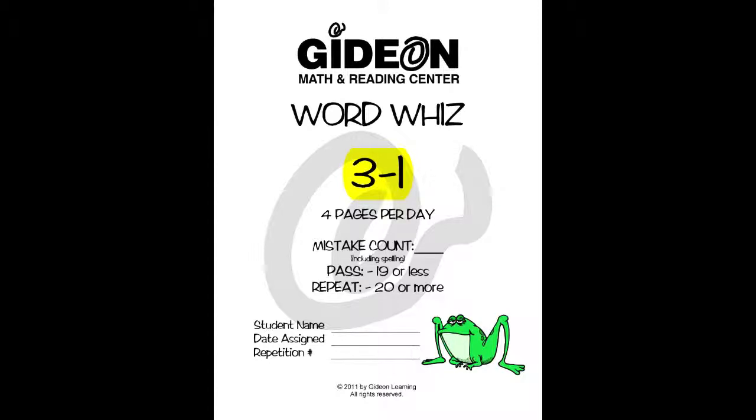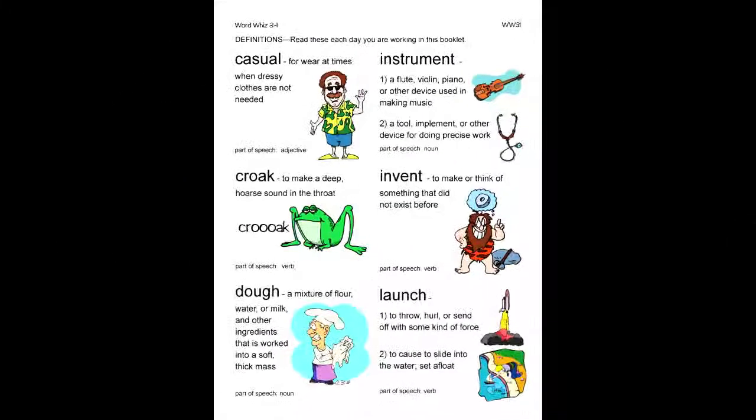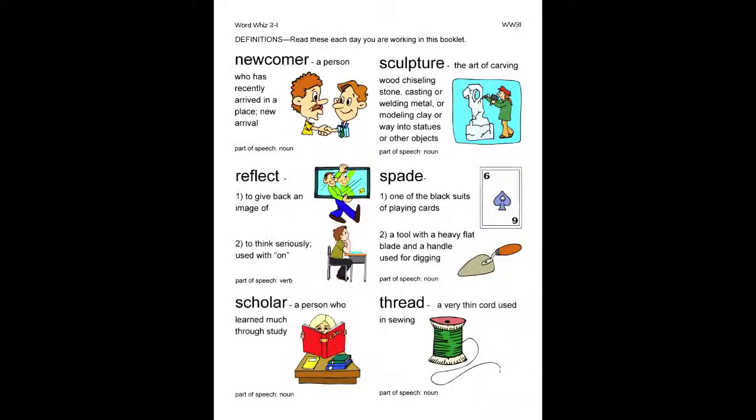In Whiz 3I, the student will complete 4 pages per day and must make 18 mistakes or less, including spelling, in order to pass. On the first 2 pages of this booklet, you will find a list of this booklet's definitions. It is important to read these every day you are working in this booklet. Let's read some together.